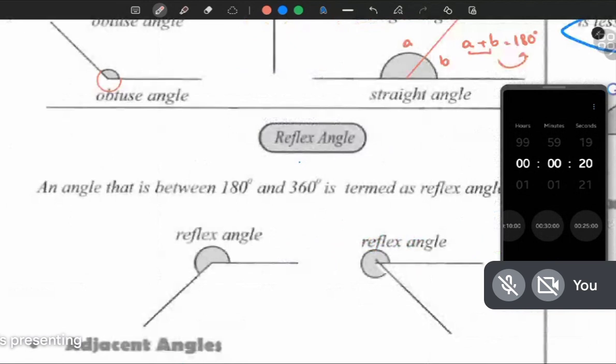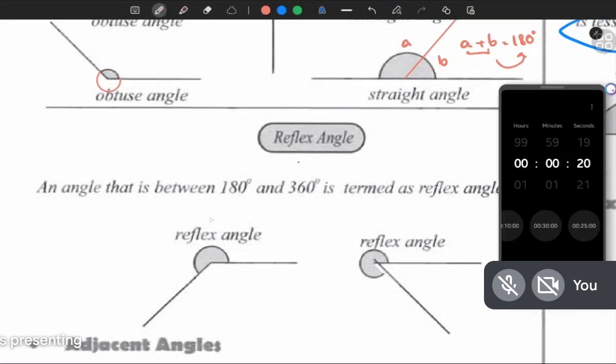Now, what's a reflex angle? A reflex angle is an angle which is greater than 180 but less than 360, right? So it's between these. So this is what it would look like. It's between 180 and 360. So it's greater than this angle but less than a complete circle. A complete circle is always going to be 360.